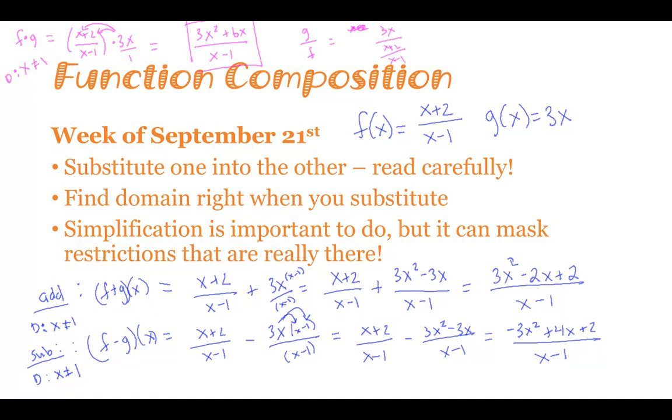And I think the really important thing for you to recognize right now when you're finding domain is that the entirety of this denominator cannot be 0. I have 2 things to check right now. Is x plus 2, where is this equal to 0?